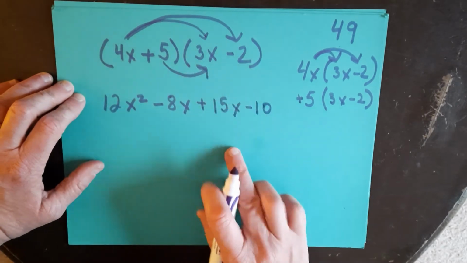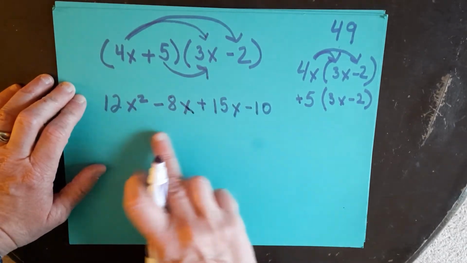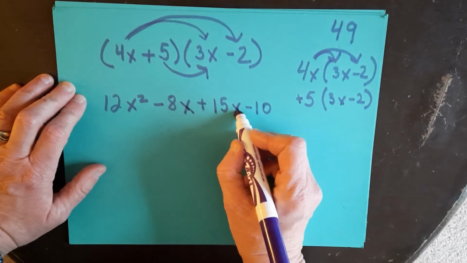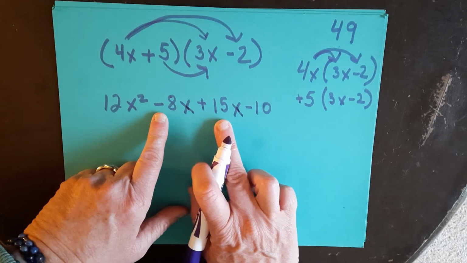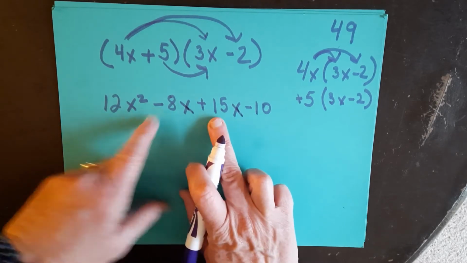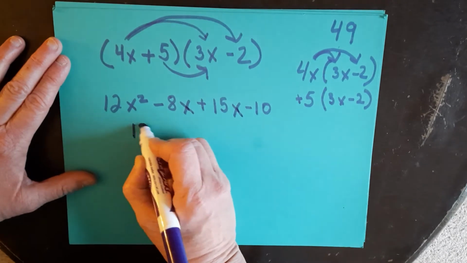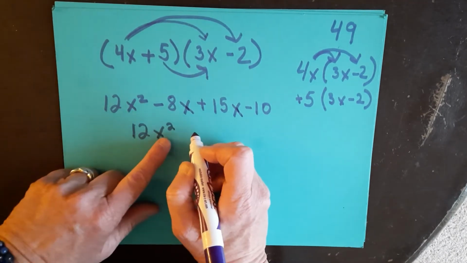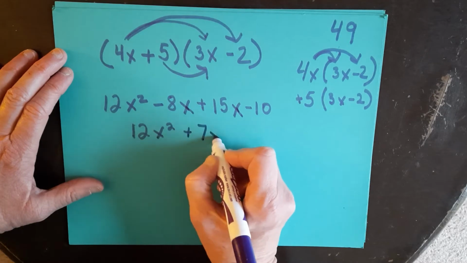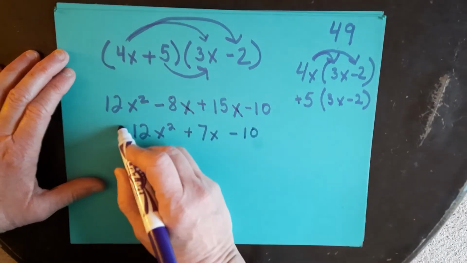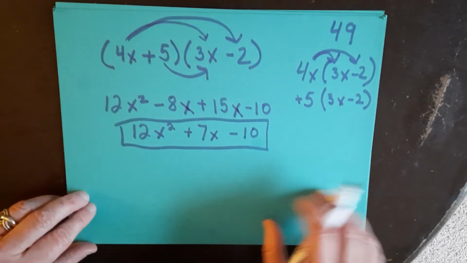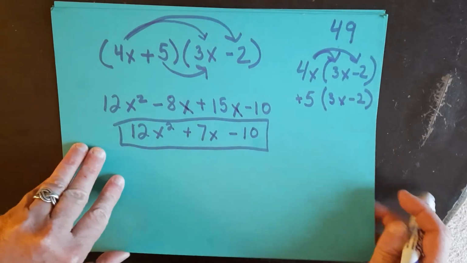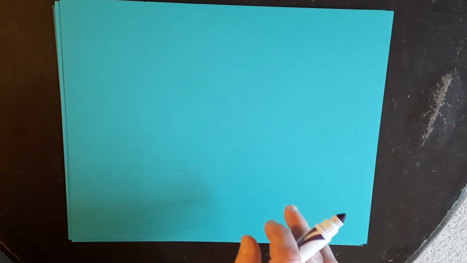That's all that is involved with multiplying them. The only thing we have to do next is look to see if there are any like terms that we can combine. And there are. There's a negative 8x right here and a positive 15x right here. So negative 8 plus 15 is a positive 7. So the simplified answer would be 12x squared plus 7x minus 10. That would be our simplified answer, and that would be the answer to multiplying these 2 polynomials. So in a sense, you just do the distributive property twice. So I think that's all that there is in lesson 49.